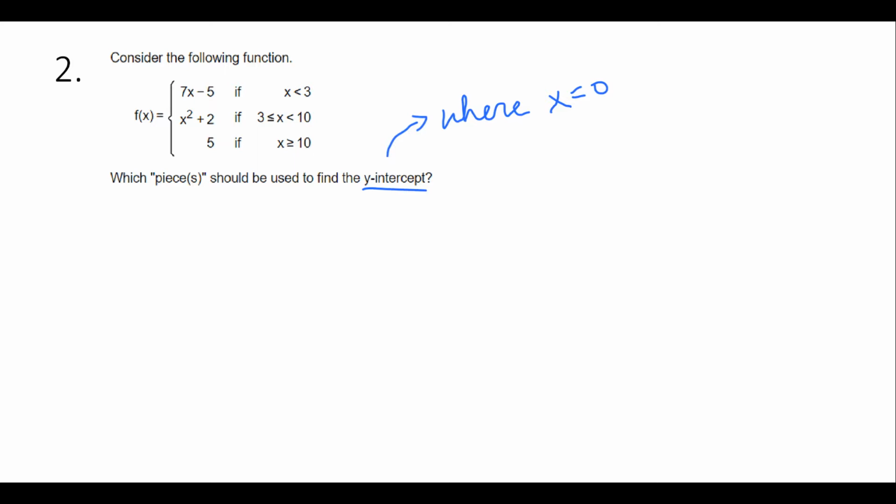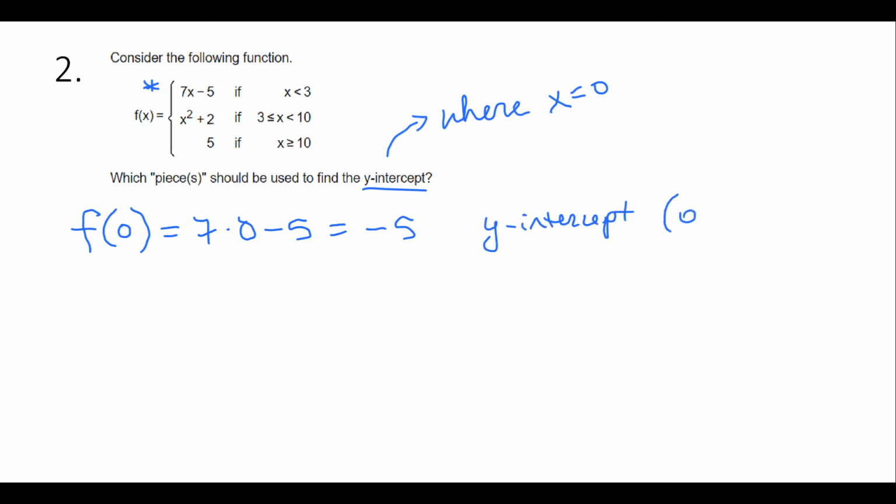So to find the value of the function where x equals 0, that's equivalent to asking what is the value of f when x equals 0. And in this case, we said we're going to use this first piece to evaluate that. So that's going to be 7 times 0 minus 5, which gives us negative 5. So this gives us the answer for the y-intercept. The y-intercept is (0, negative 5). So it's just a little bit of extra information that we were able to get.